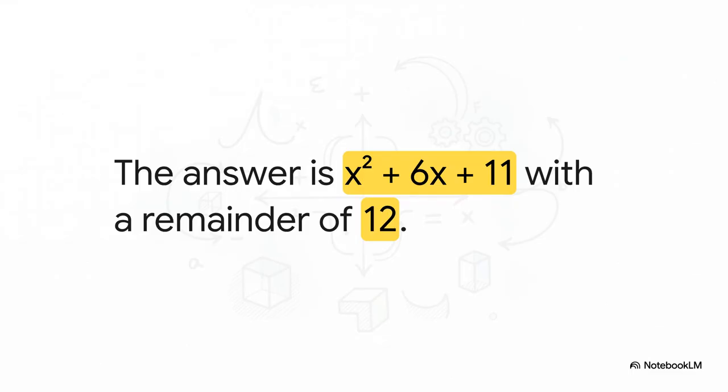So how do we read this? Well, those numbers at the bottom, the 1, 6, and 11, they become the coefficients for our answer. That gives us x squared plus 6x plus 11. And that very last number, that 12 on the end, that's our remainder.